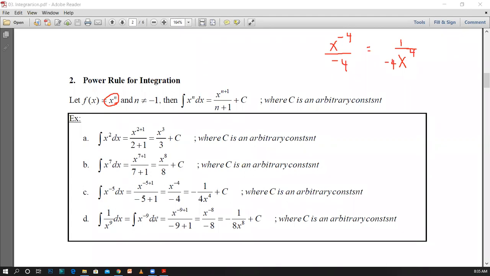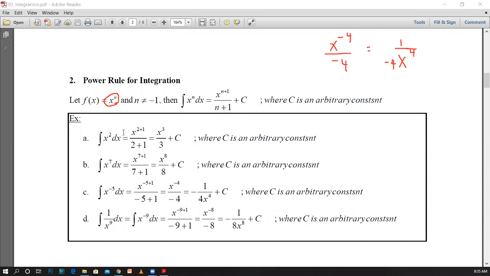Then we can use the theorem that we have discussed for the power rule. It will give the answer as x to the power minus 9 plus 1 divided by minus 9 plus 1. Then you get x to the power minus 8 divided by minus 8. Then we can see the answer is minus 1 over 8 times x to the power 8, and here also we have to add the arbitrary constant c.